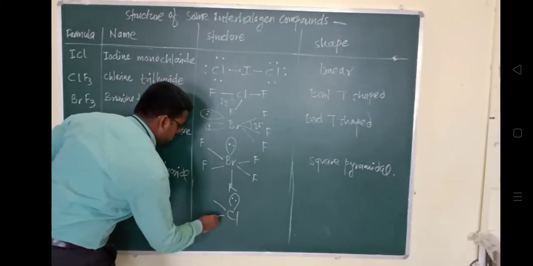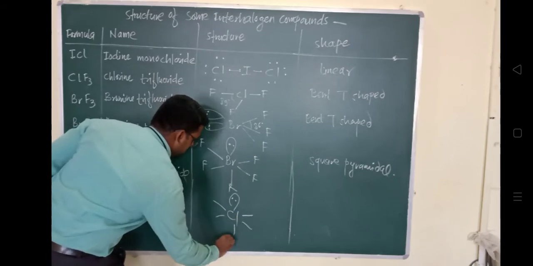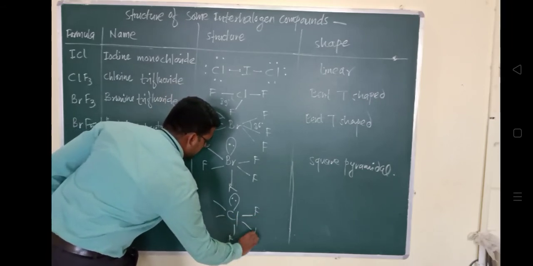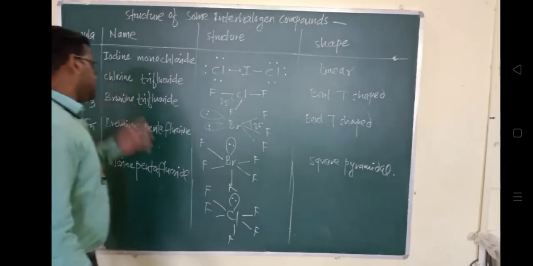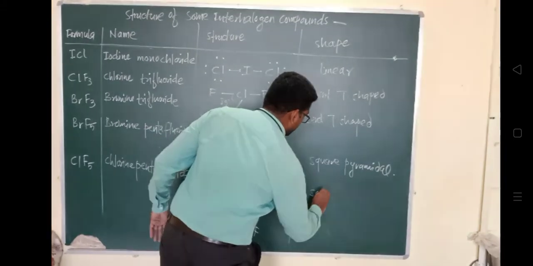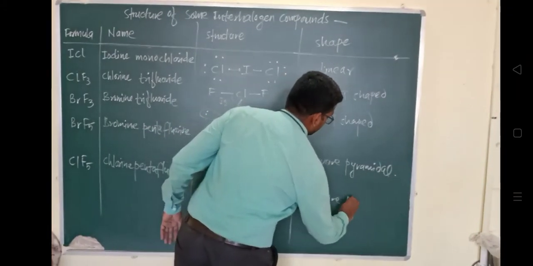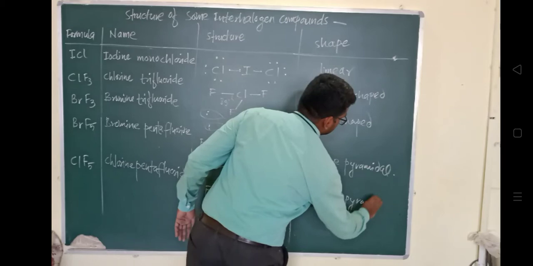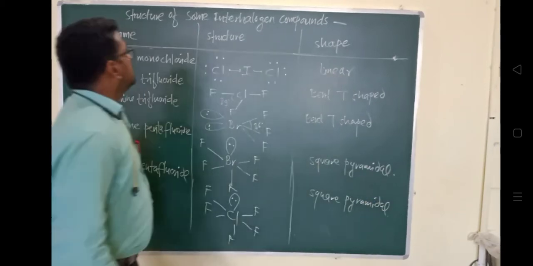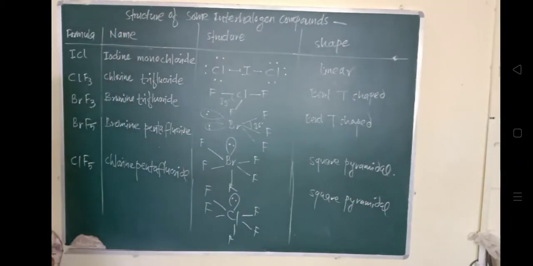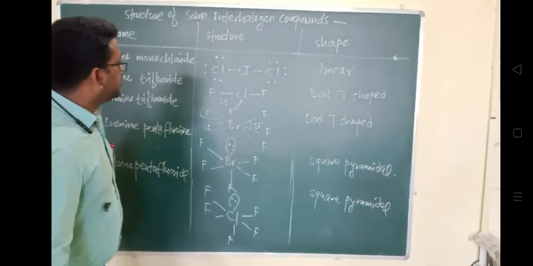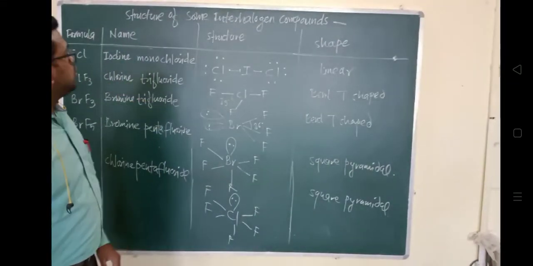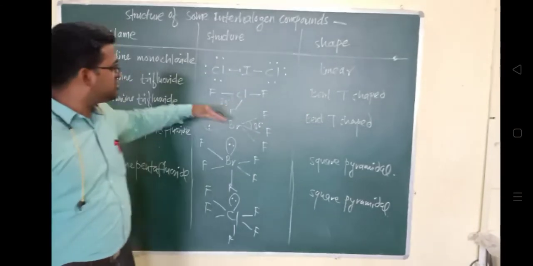In the case of ICl, iodine monochloride, the structure is linear, a straight line. In the case of chlorine trifluoride, the structure is a bent T shape. If you look at bromine trifluoride, bromine is present here and it has a T-shaped structure. Next, in the case of BrF5, bromine pentafluoride, the structure is square pyramidal. It forms a three-dimensional square pyramid. You know very well the geometry of a square pyramid.